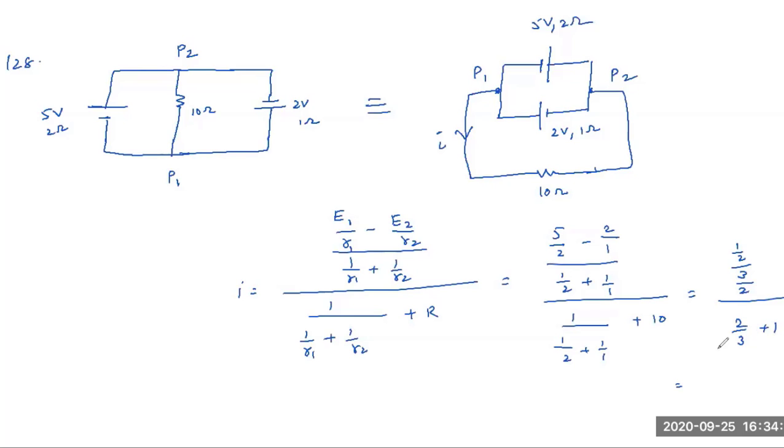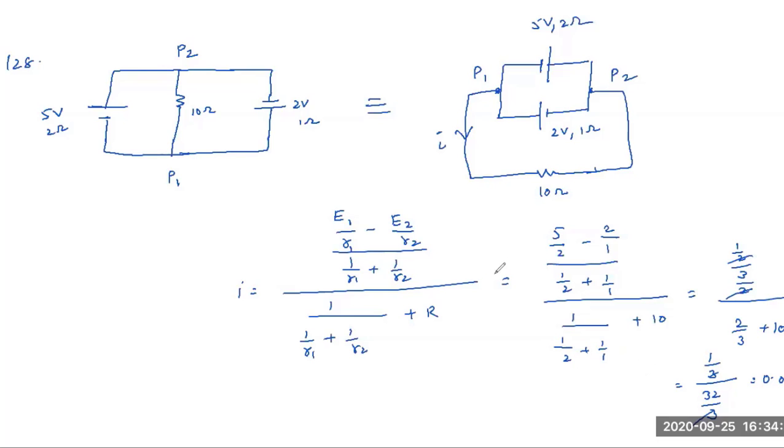So if I solve this, the 2 gets cancelled. It will be nothing but 1 by 3 plus, okay, this is 10, so 32 by 3. 32 by 3, the 3 also gets cancelled. It will be 1 by 32, which means 0.03 amperes. It will be roughly 0.03 amperes.